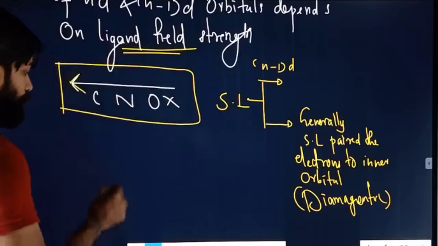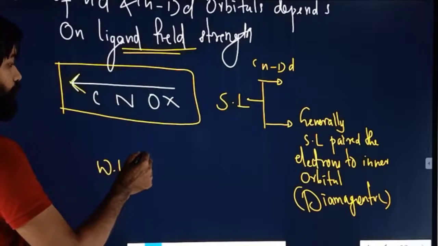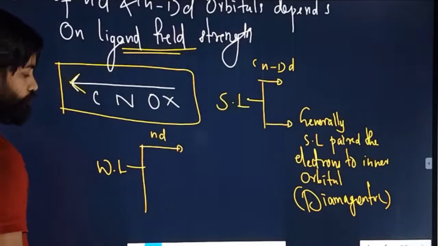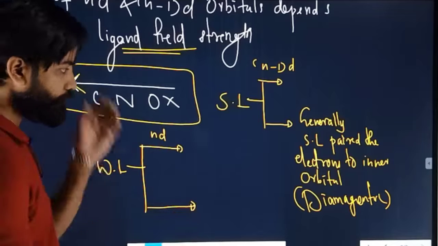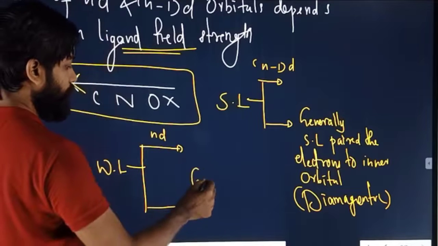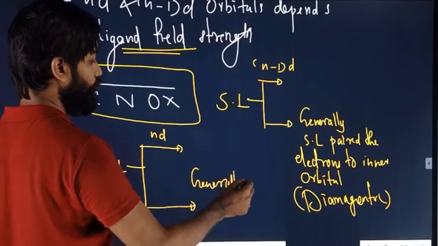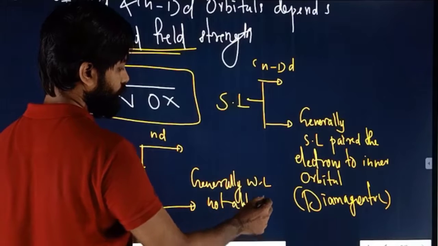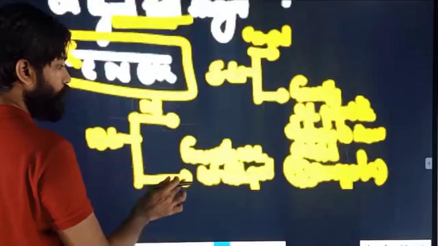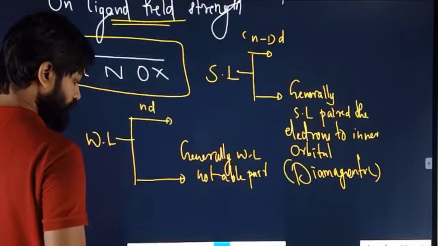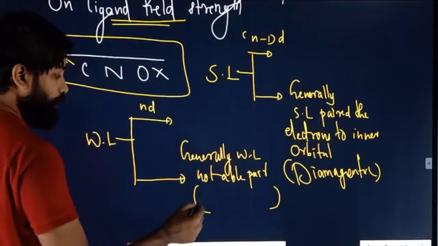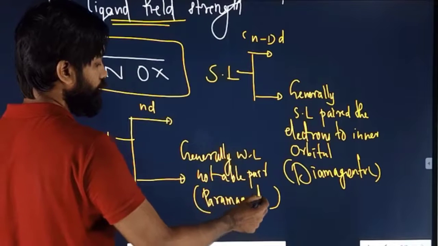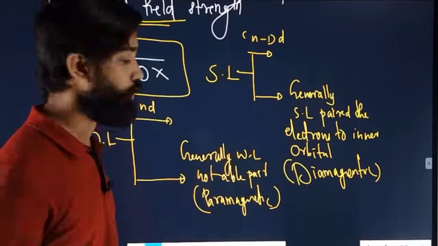In the case of weak ligands, usually the outer nd orbital is used if needed. Generally, a weak ligand is not able to pair the electrons. So it is not always, but generally, since the electrons are not paired, there will be free unpaired electrons. So the molecule is generally paramagnetic. That's a general statement, not in all cases.